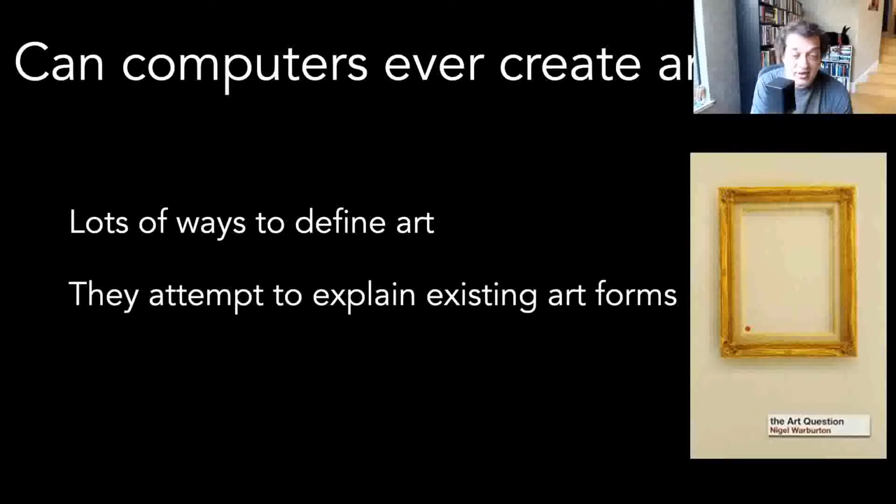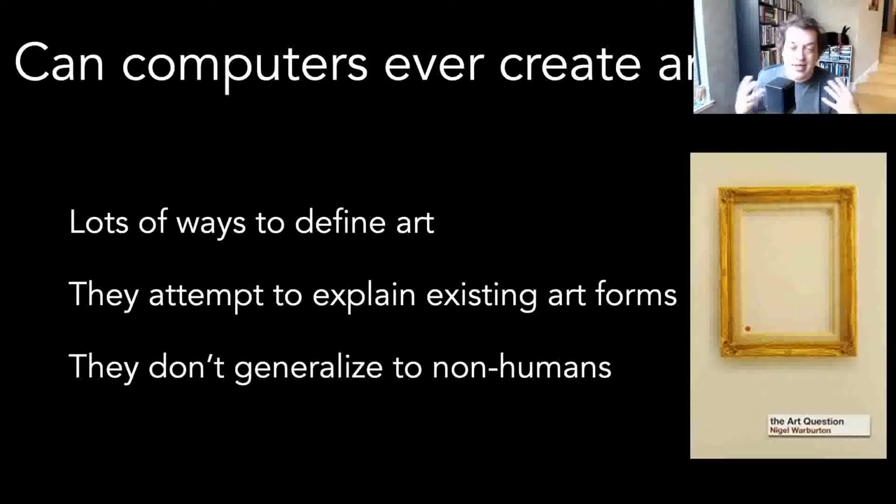But the problem is that these attempts to define art are attempts to explain existing art forms. So it takes a list of things, like why are theater and painting and dance art, and why are professional sports or cooking not considered arts in the same way. Essentially it attempts to build discriminative classifiers: how do we separate the things which we call art from things that are not art?